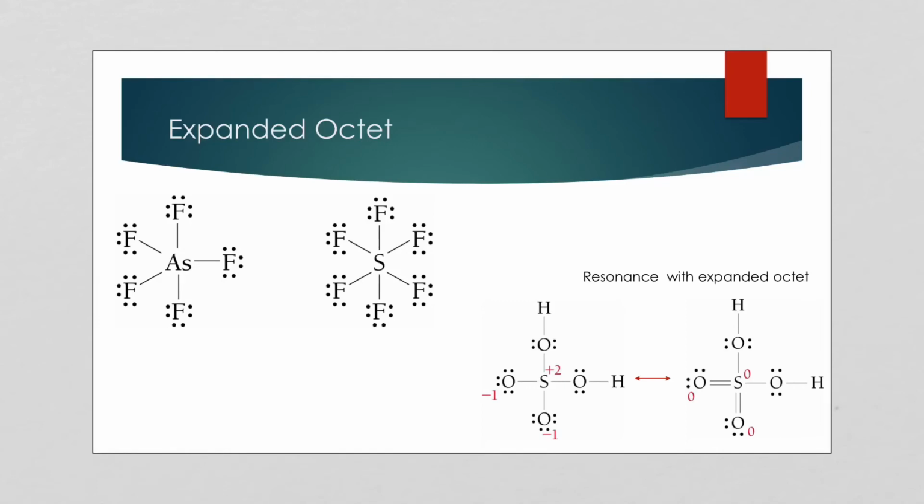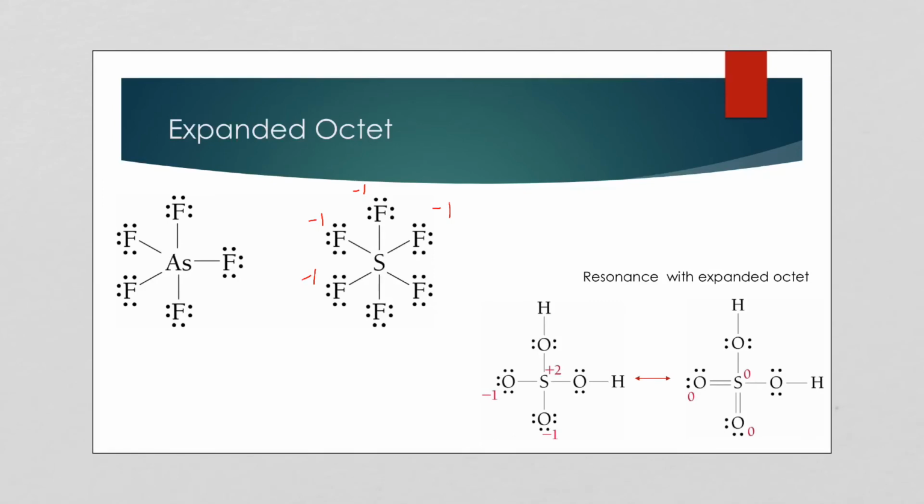Now, what if you look at a structure like this? I'm going to give you the structure of sulfuric acid. So this one is a bit of a unique structure. If I look back at these, if I were to do the formal charges of the atoms here, all the fluorines would be -1.